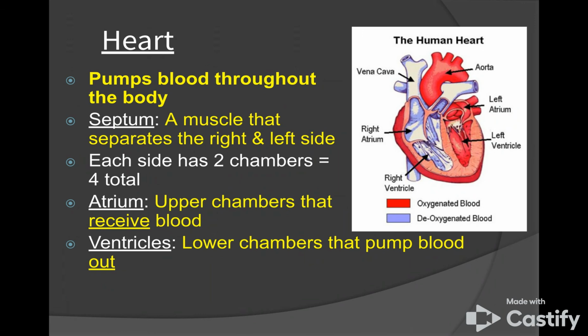is so important. One way that I remember the atria are on the top and the ventricles are on the bottom is that A comes before V in the alphabet. So the blood's going to flow from A to V, or from the upper to the lower chambers.